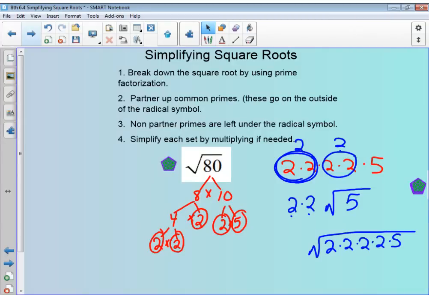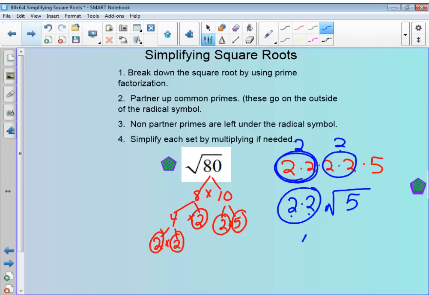Okay, so now I'm going to simplify where I can, and well, there's nothing left to simplify with the 5, but I could simplify out in the front, 2 times 2, which gives me 4, and then I'm going to write the square root of 5.